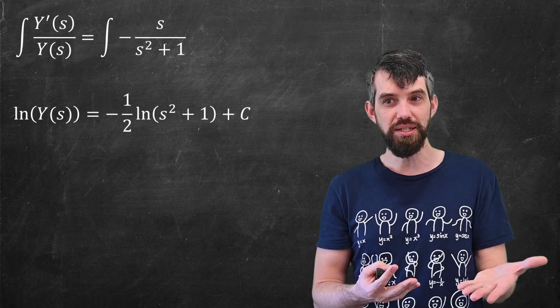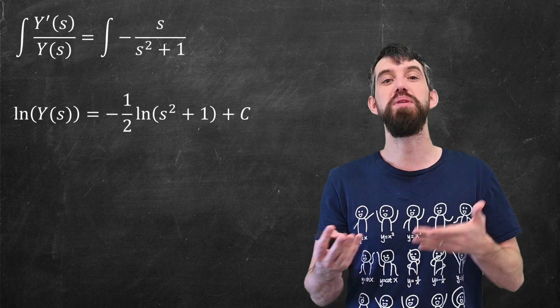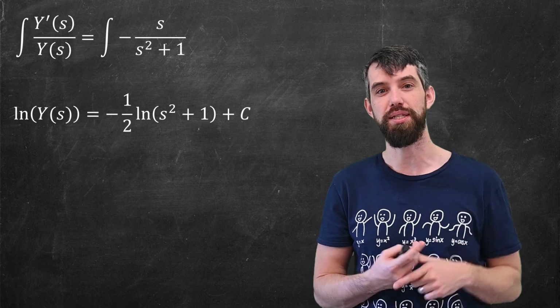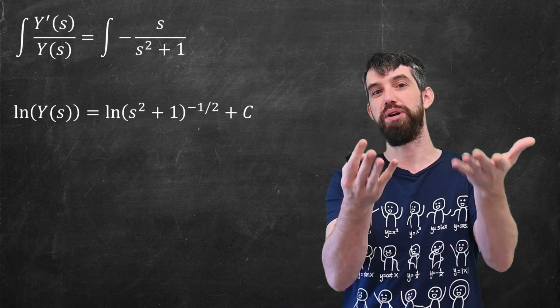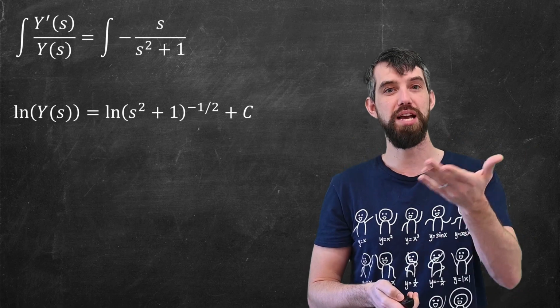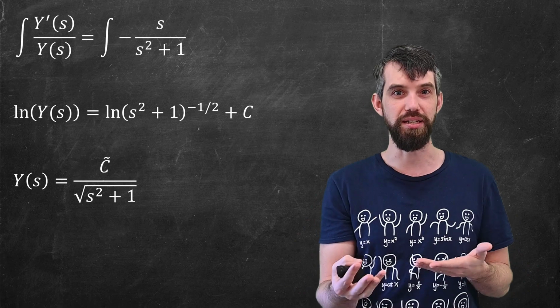I have to adjust the constants because there's only an s on the top, not a 2s. This gives me a coefficient of minus 1/2 out the front and then a plus c. I then bring the minus 1/2 that was out the front and use my log rules to put it up in the exponent. And then I'm going to take the exponential of both sides here to get that y of s is a new constant.